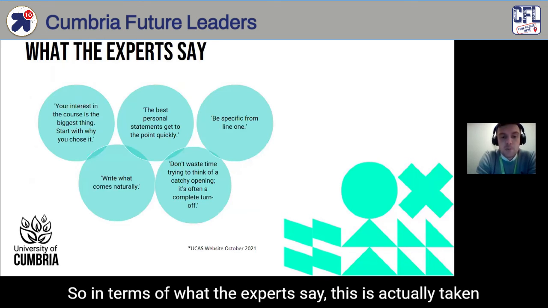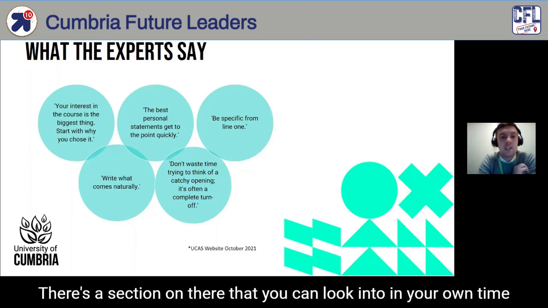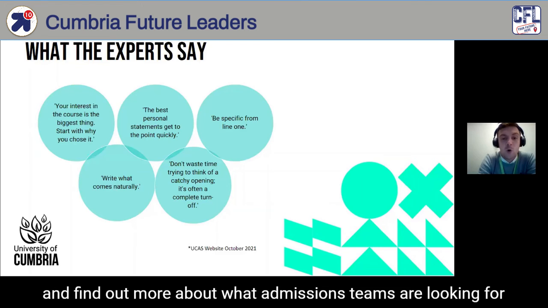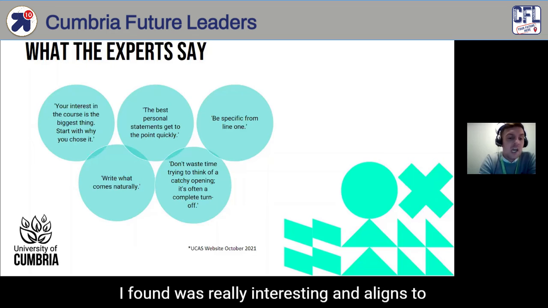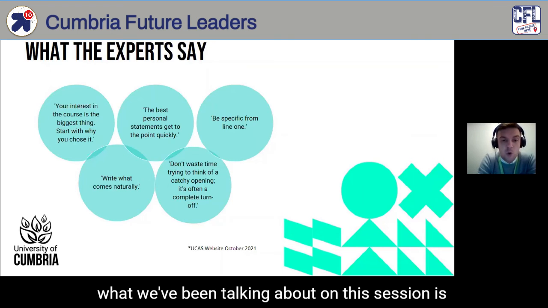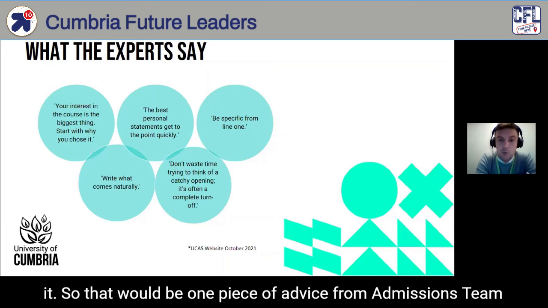So in terms of what the experts say, this is actually taken from the UCAS website. There's a section on there that you can look into in your own time and find out more about what admissions teams are looking for in personal statements. But just a couple of quotes that I found really interesting and that align to what we've been talking about in this session: being interested in the course is the biggest thing. So start with why you chose it. That would be one piece of advice from an admissions team.